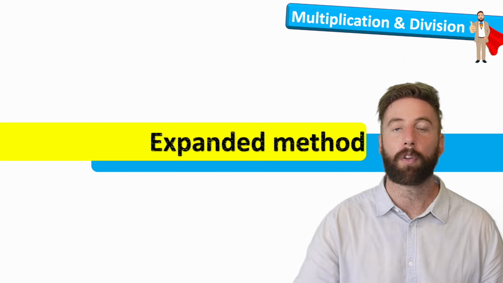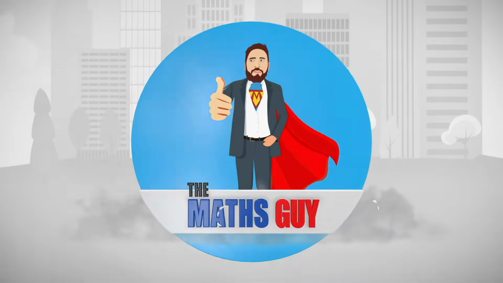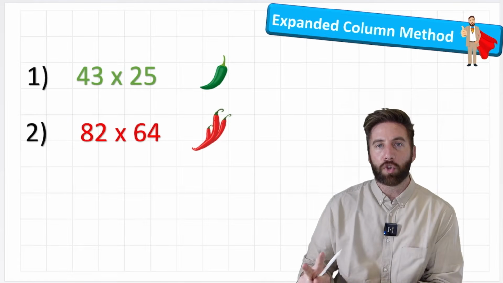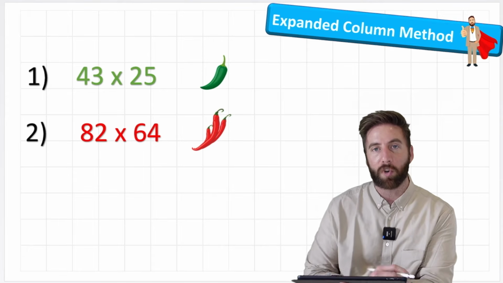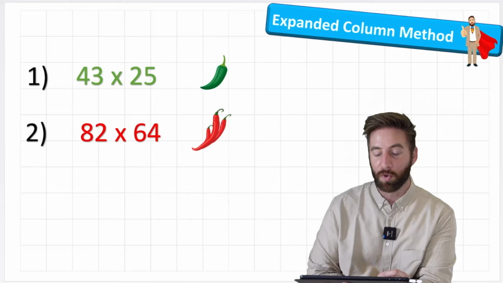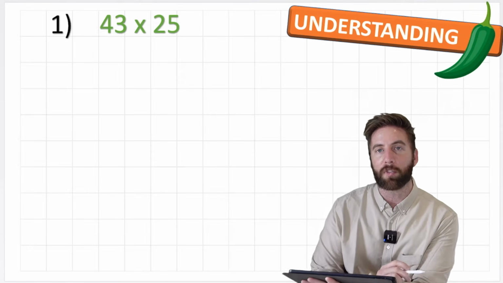Let's jump into lesson 1, multiplication, the written method. So today we're going to look at these two questions. We've got a green chili challenge of 43 times 25, and we've got a red chili, a harder challenge, 82 times 64. So let's begin with our green chili challenge, 43 by 25.